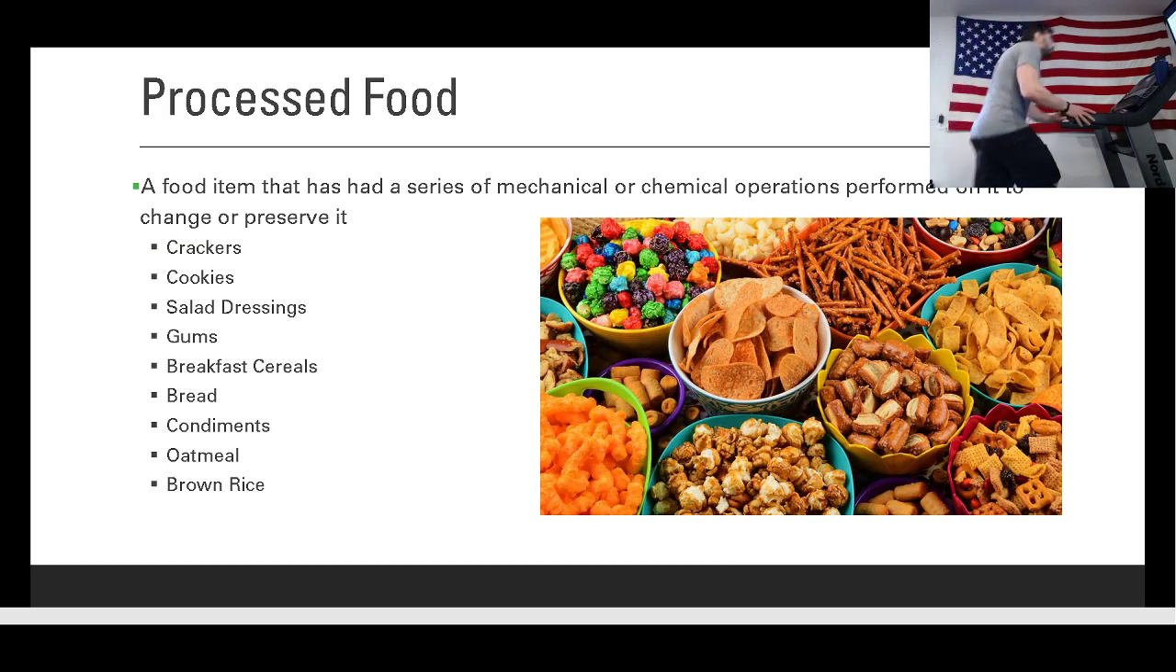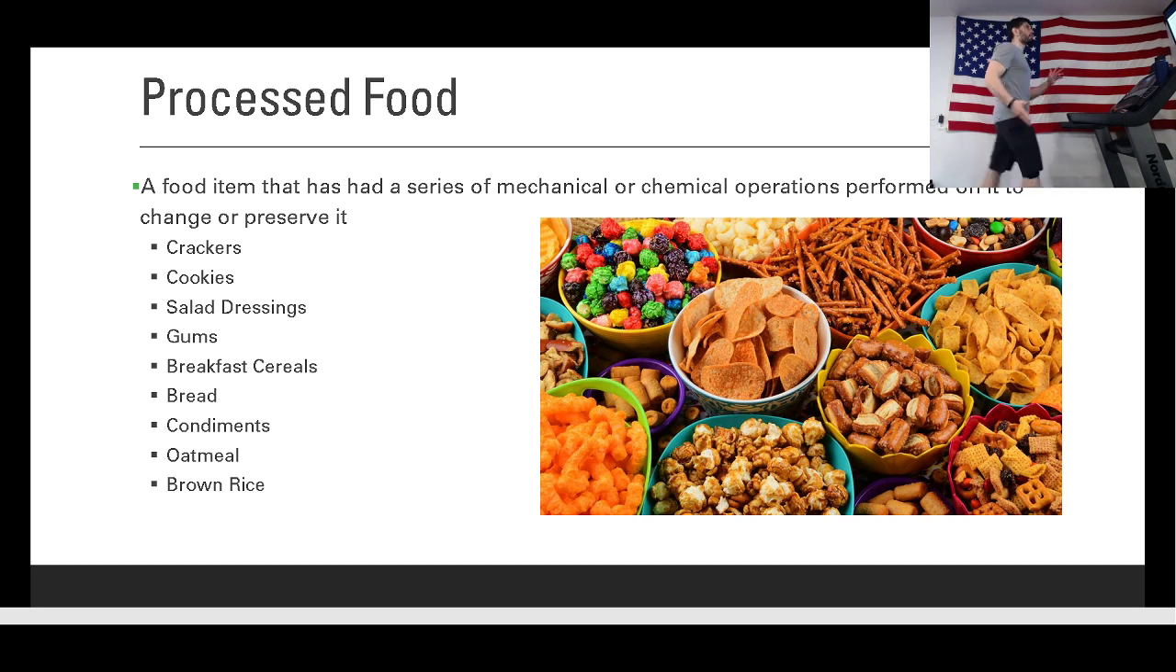So processed food, just to re-hammer on that, in case you don't know what I mean by processed food. As I described, processed food is any food item that has a series of mechanical or chemical operations performed on it to change or preserve it, right? And you've got things like crackers, cookies, gums, breakfast cereals. That's right, your Trix is a processed food. Bread, condiments, oatmeal, brown rice, right?